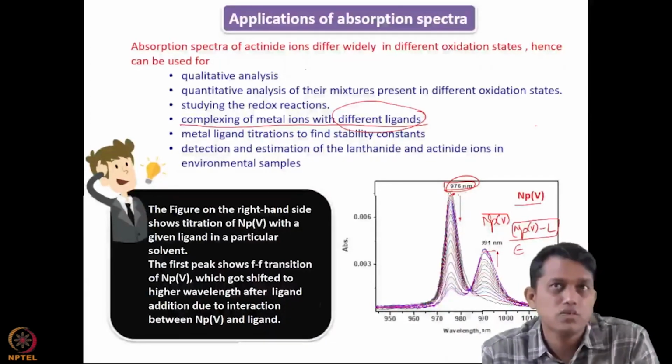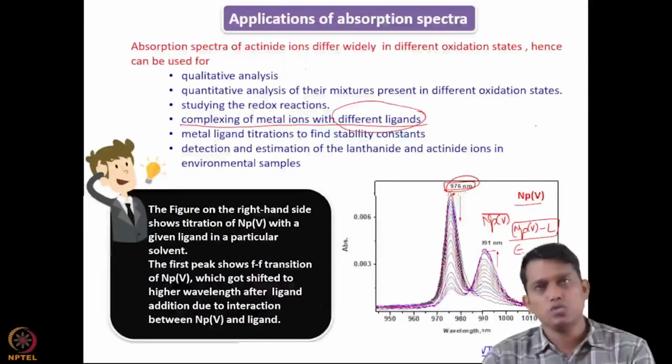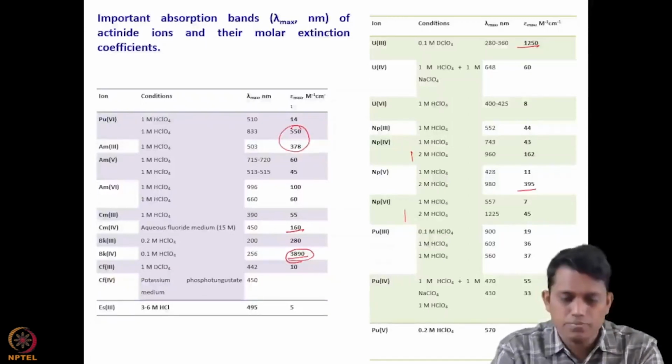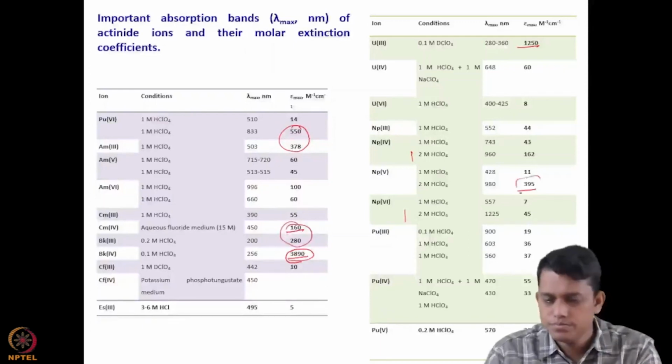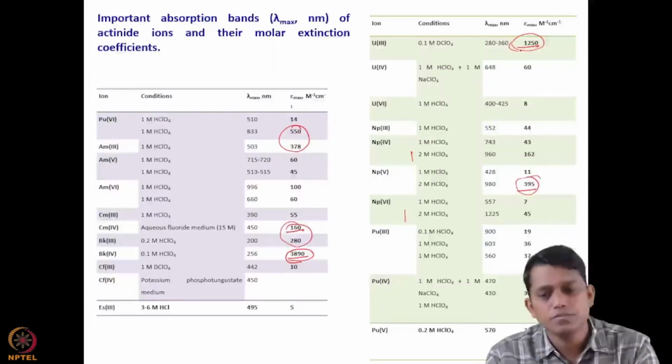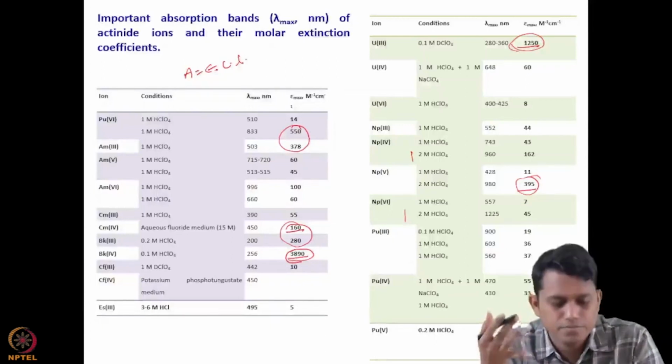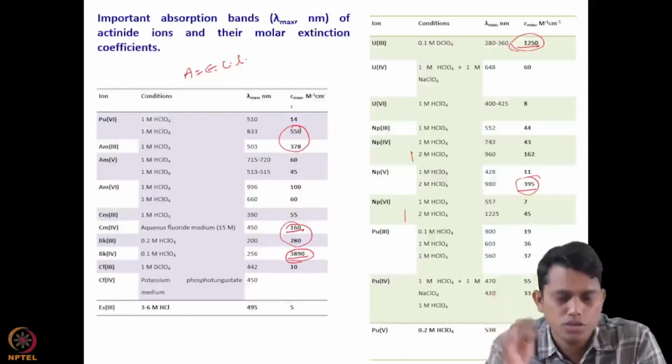Next, detection and estimation of lanthanide and actinide ions in environmental samples. This is one of the very important things that we can do with this, as many times you can see the epsilon max is very high, more than 100 many times. So what does it mean? It means that when you use the equation, you have a spectrophotometer which is good enough that you can easily measure absorbance of the order of 10 to the power minus 2, in the range of 0.01.